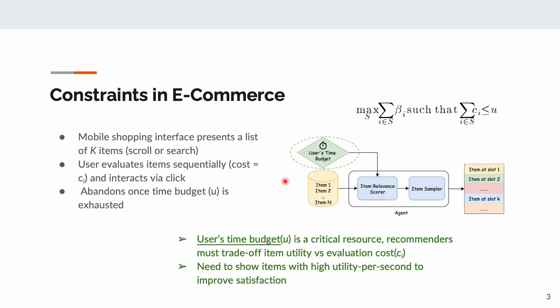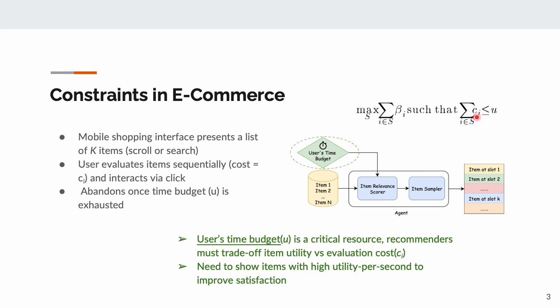Now in e-commerce, there are additional constraints to this slate recommendation problem. Usually in e-commerce, users are generally presented with K items via scroll or search in a mobile shopping interface. The user checks out each item sequentially, which is a cost Ci for the ith item, and the user then interacts with the interface via clicks. Once the user's time budget U is exhausted, the user abandons the interface.